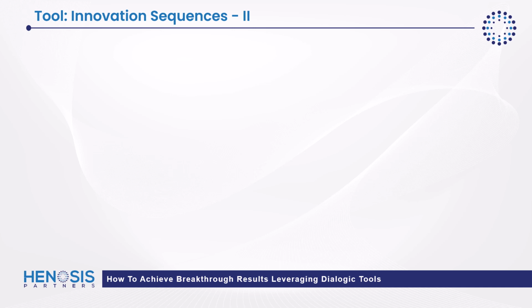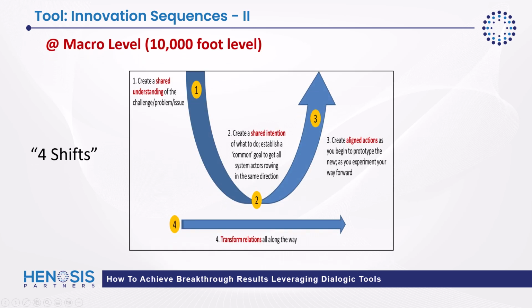It's important to know that innovation sequences manifest in different ways at different levels. At macro level, or 10,000-foot level, innovation sequences manifest as trying to facilitate 4 shifts.